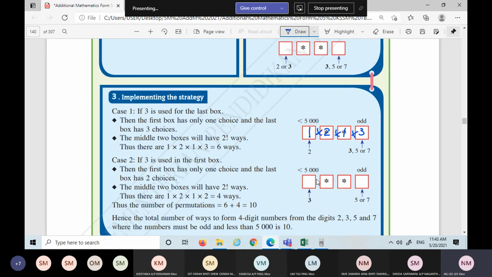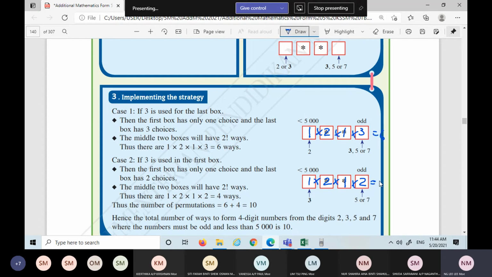For the second case, the first digit you only have one choice, put in 3. After you put in 3, the last digit you cannot put in 3 anymore. So you only have 2 choices left, which is 5 or 7. Same thing, after you put in 2 numbers, you have 2 digits left. So here is 2 choices, here is 1 choice. So this one ends up with 3 times 2, this is 6.